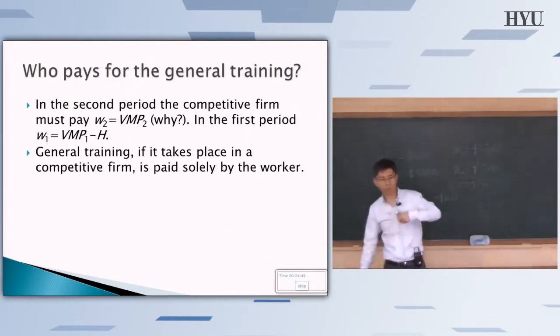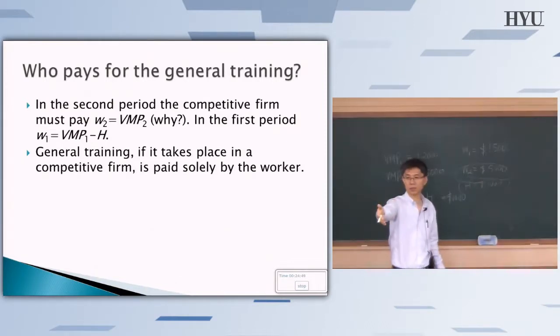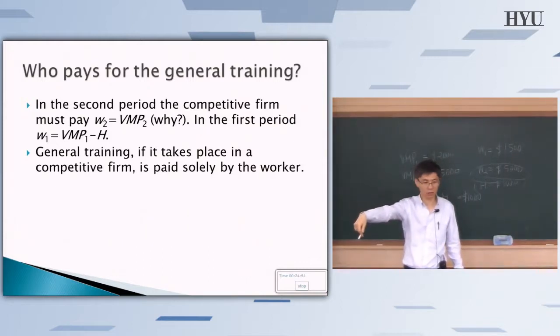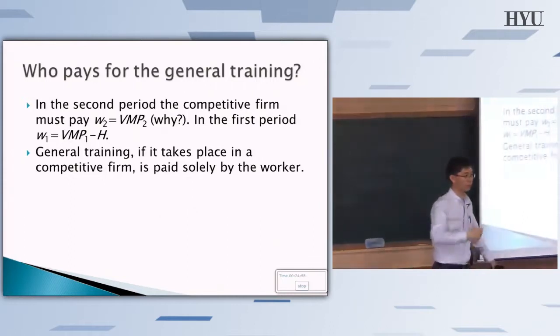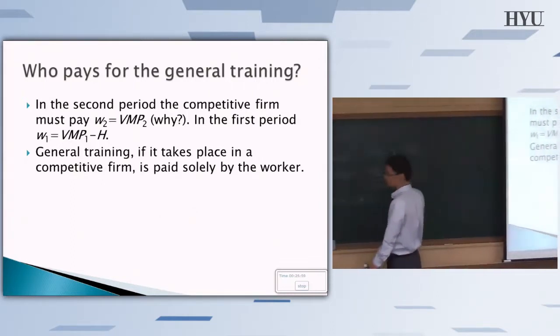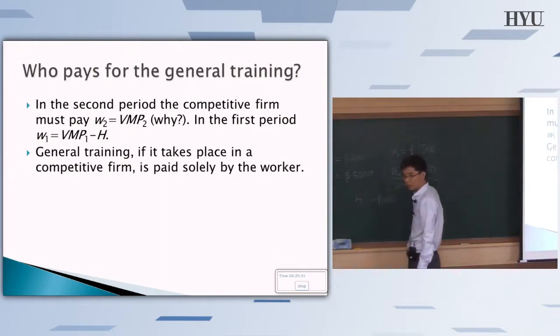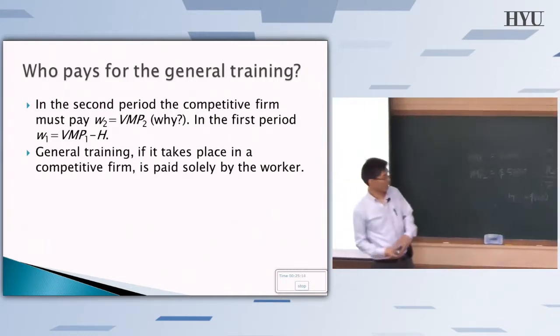I paid for training in the first period. In the second period, I should get the return out of this, having given you training for free. So what it means is in the second period, they should pay less than $5,000. That's the only way the firm is willing to pay for the general training.